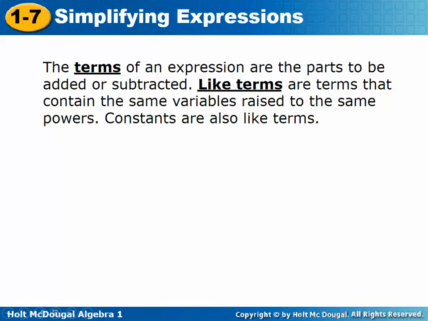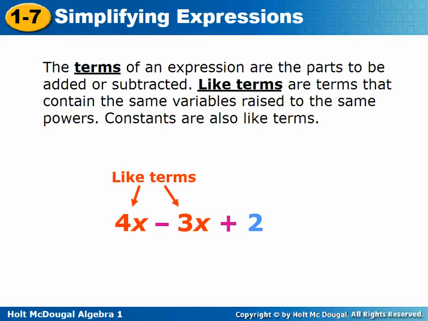Okay, then the next section we're going to talk about is like terms. Like terms are terms that have the same variables raised to the same power. It has to be the exact same variable raised to the exact same power, same exponent. Constants are also like terms, like 3 and 5 are like terms. So in this example, the 4x and the 3x, those are the same variable, or x and x. Neither of them have an exponent on them, so these are like terms. The number is called a constant. When there's no variable on it, it's called a constant.